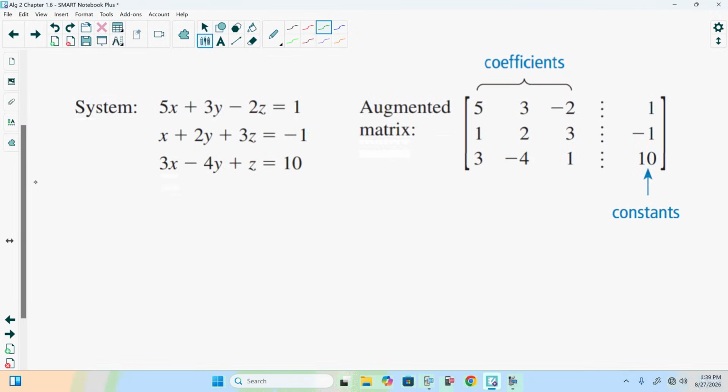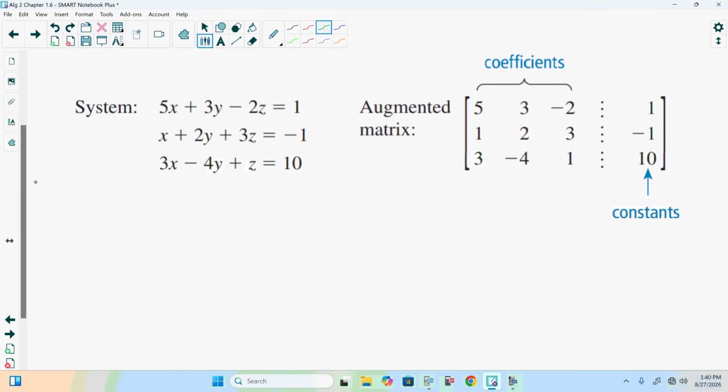Because if we look at this here, the first equation, 5x plus 3y minus 2z, if we took it and wrote it as an augmented matrix, we'd have 5, 3, negative 2, 1. We're taking the coefficients and what it's equal to. So x plus 2y plus 3z equals negative 1: 1, 2, 3, negative 1. 3x minus 4y plus z equals 10: 3, negative 4, 1, 10. If a variable shows up in one of the equations, we have to represent it in all of them.